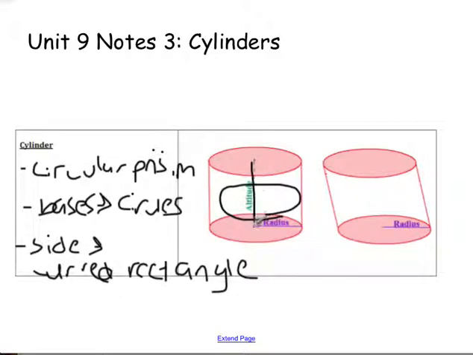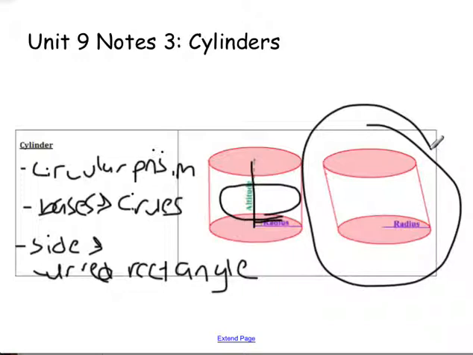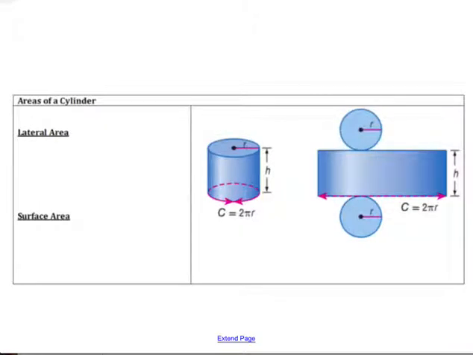So cylinders also have an altitude or a height. That's just basically how tall the cylinder is, and a radius. So this cylinder right here is what we would call an oblique cylinder because it's kind of tilted there to the side. So let's take a look at the areas of a cylinder.